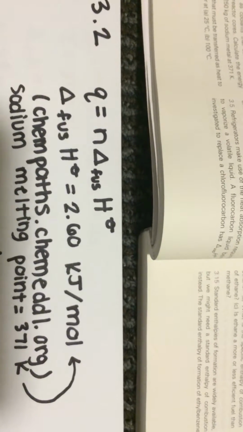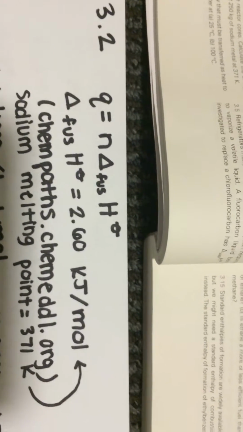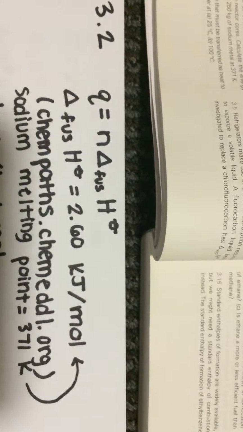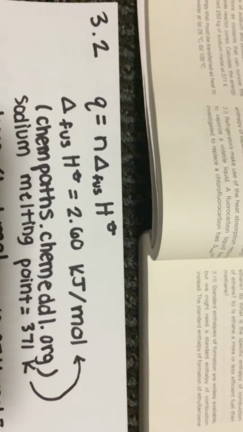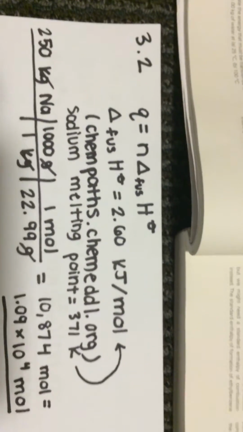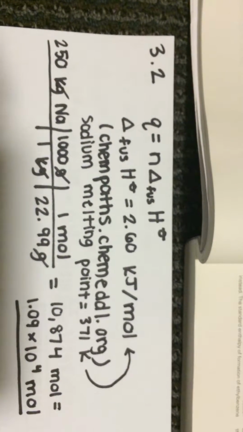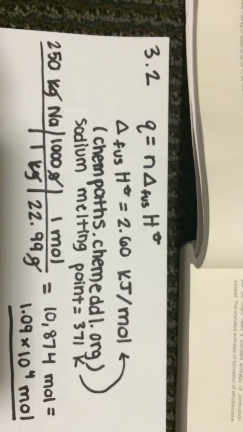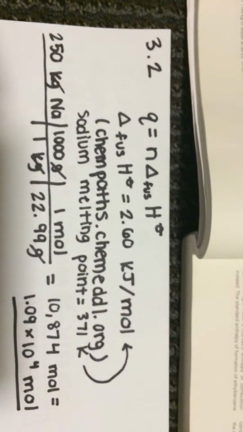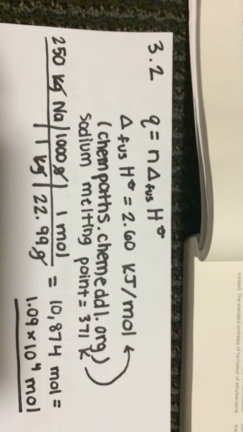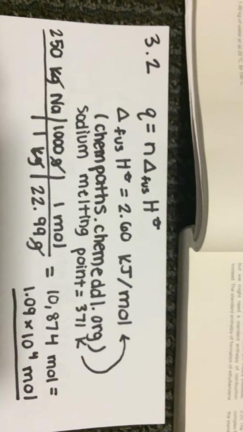I found this value on chempaths.chemeddl.org, and this is at the melting point of sodium, which is 371 kelvins, which was in our book. So moving on, next we're going to find the number of moles. We had 250 kilograms of sodium, so first you convert kilograms to grams, and then using the molar mass of sodium, 22.99 grams, we can find the moles, which gives you 1.09 times 10 to the fourth moles.